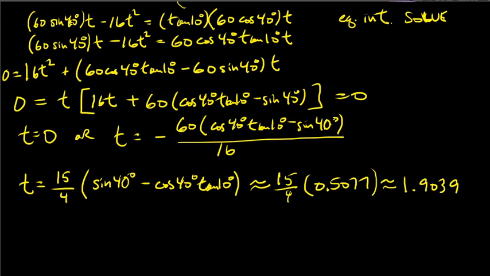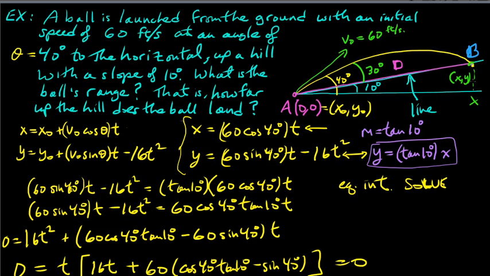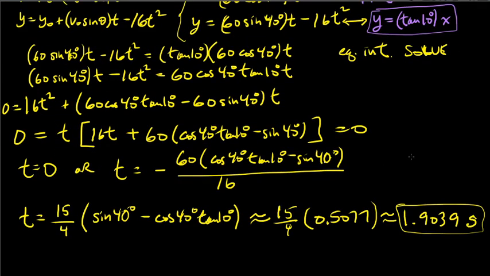Right, and so this is what I get. I get 15 over 4 times, so the stuff in parentheses is about 1/2. But let's be a little more precise. I'm rounding to 4 decimal places, so 0.5077. And so it takes about 1.9039 seconds for the ball to go this distance here, from point A to point B. So just under 2 seconds.